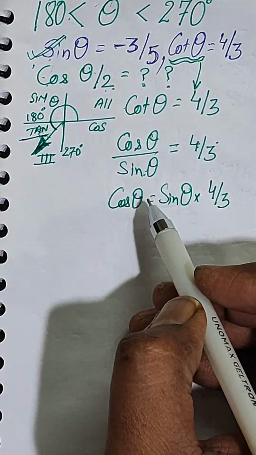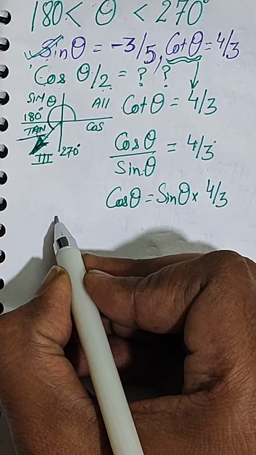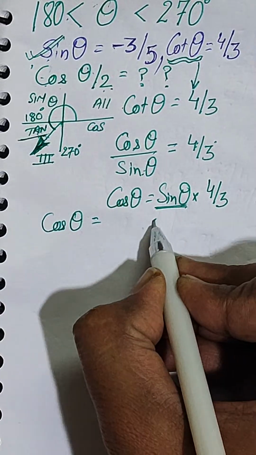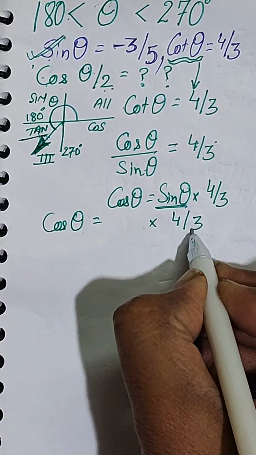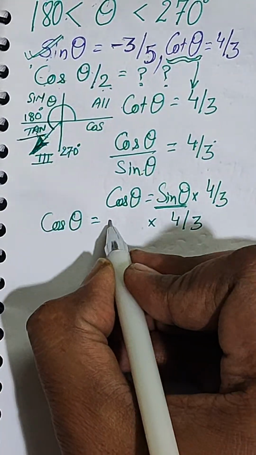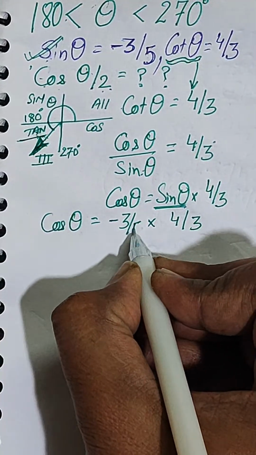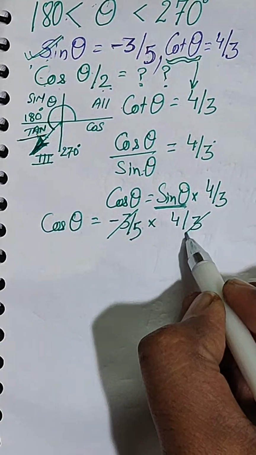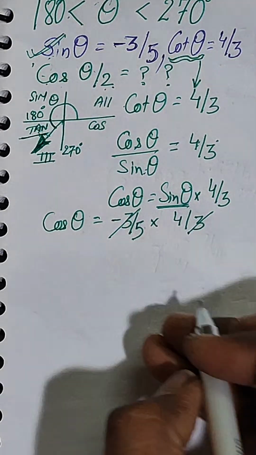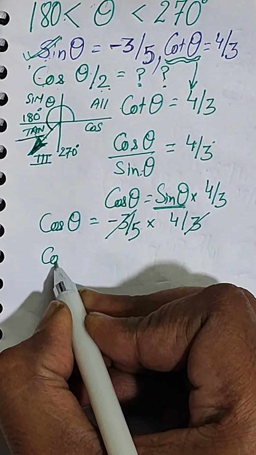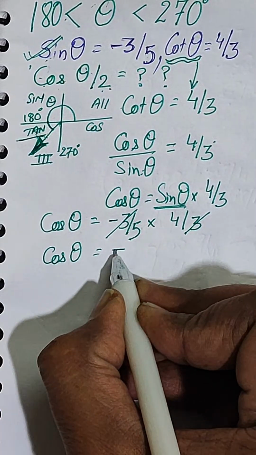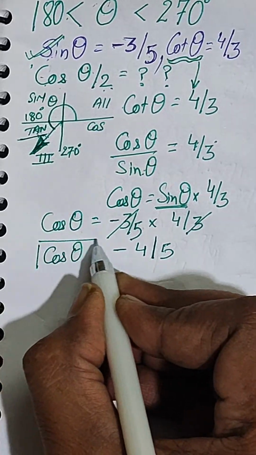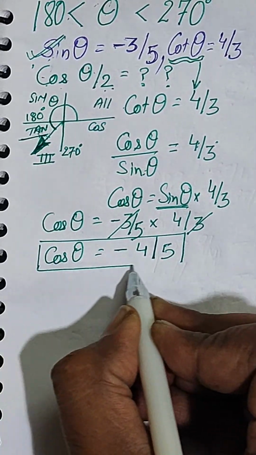So the value of cos theta will be the value of sin theta multiplied by 4 by 3, and the value of sin theta is minus 3 by 5. So from here you can see 3 and 3 will be cancelled out, and we can write the value of cos theta as minus 4 by 5.